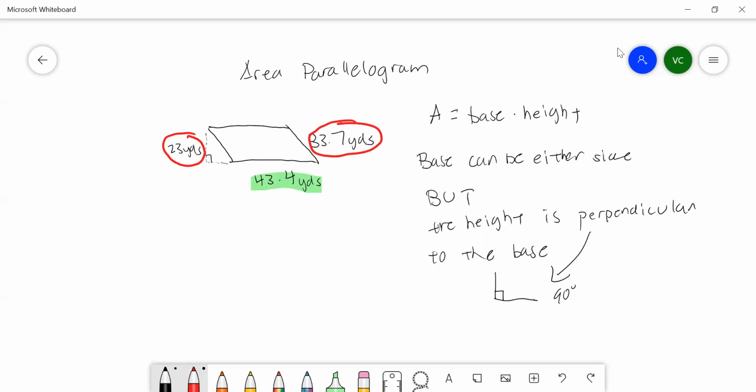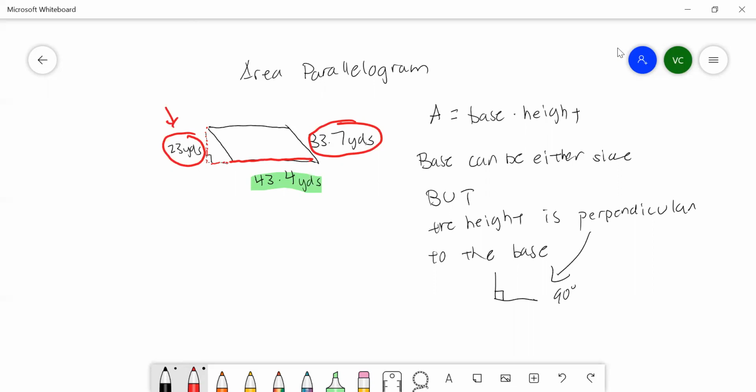Pause the video and answer. If you said that it's going to be 23 yards, you would be correct. The reason why it's 23 yards and not 33.7 is because when we go from the top corner and we go down, it is perpendicular to our base.